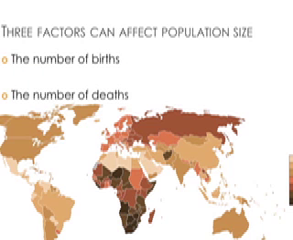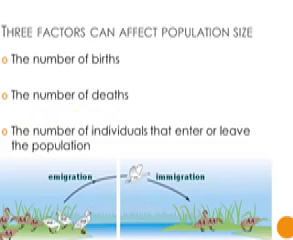And you can see on your picture the death rate of certain parts of the globe. And third is the number of individuals that enter or leave a population. If they're entering a population, they're immigrating into that population. If they're leaving the population, they're emigrating. So you can see that little duck swan creature is emigrating from one population and immigrating into another.